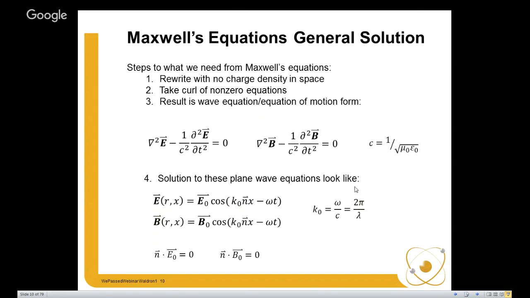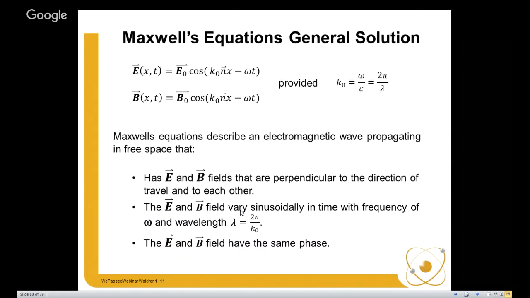And we're going to have some characteristic constraint with regard to the speed of light and the frequency going here. Once again, that same form above. And of course, this describes an electromagnetic wave propagating in free space that has electric and magnetic fields that are perpendicular to the direction of travel and to each other.